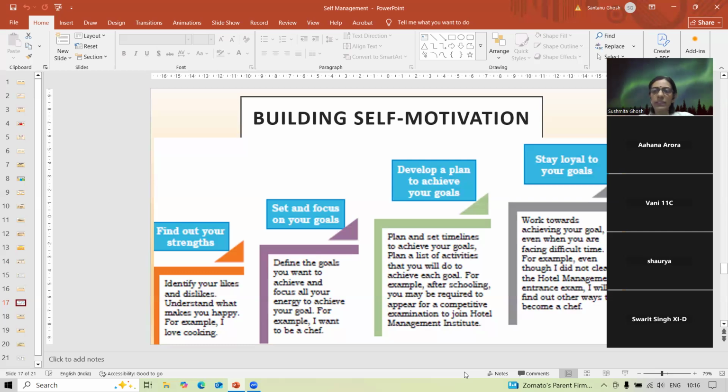बिना goal के you become a lifeless object. हर दिन मस्ती कर रहे हैं, हर दिन ये कर रहे हैं, कुछ नहीं पता क्या करना है. That should not be the case. And I think you people are pretty motivated that you are here giving your time to an extra subject. So you are. Develop a plan to achieve your goal.